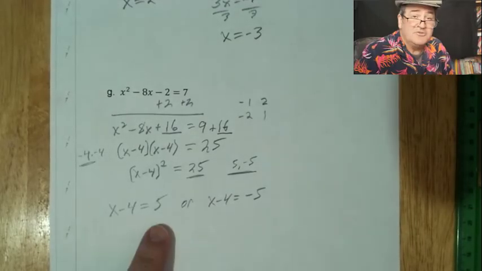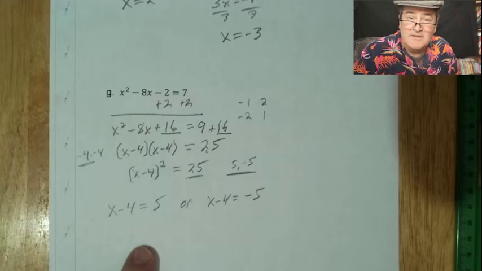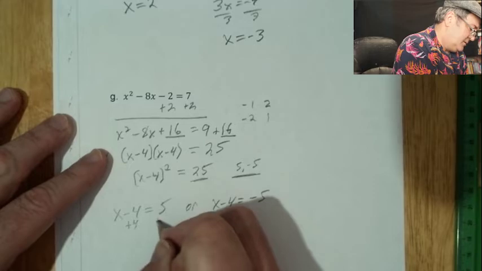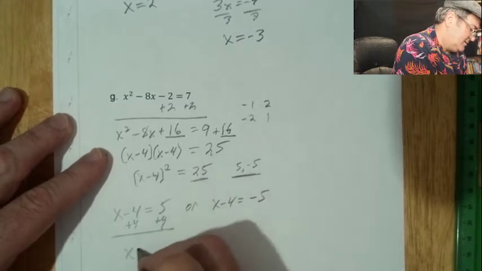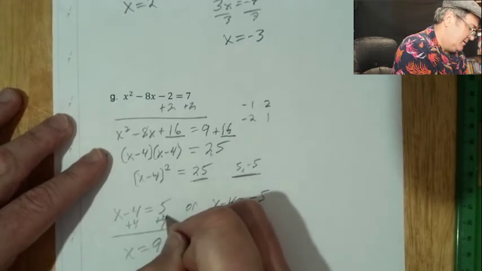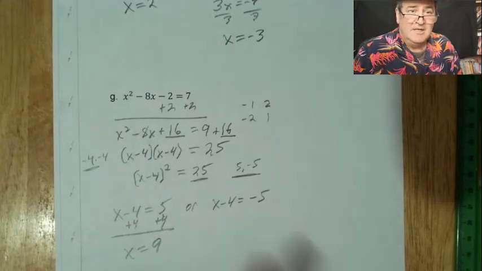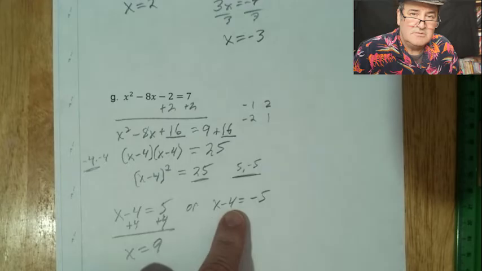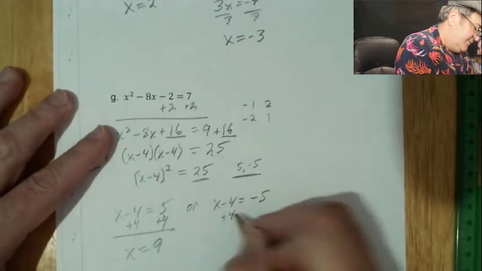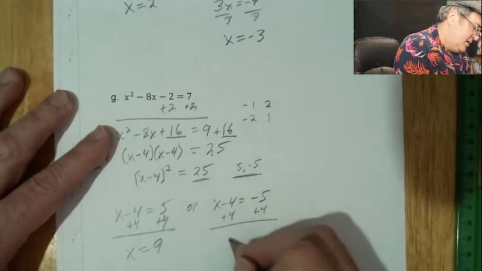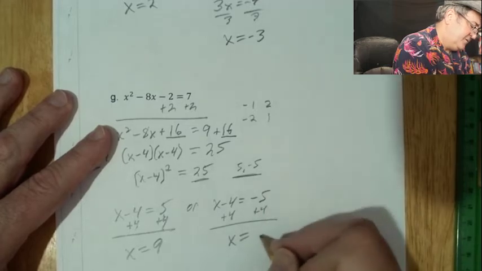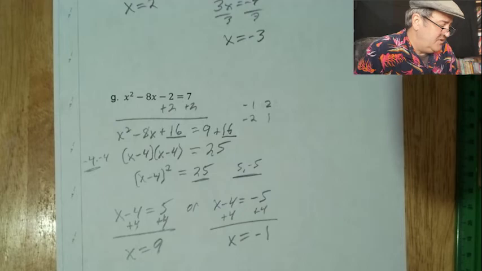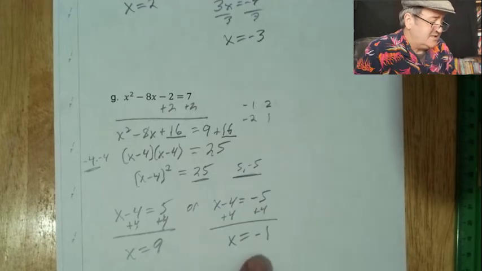So if x minus 4 equals 5, what does x equal? Plus 4 plus 4, x equals 9. Hope you got 9. What if x minus 4 equals -5? What does x equal? Plus 4 plus 4, x equals -5 plus 4, which is -1. All right, we found the solutions by completing the square. X equals 9, x equals -1.